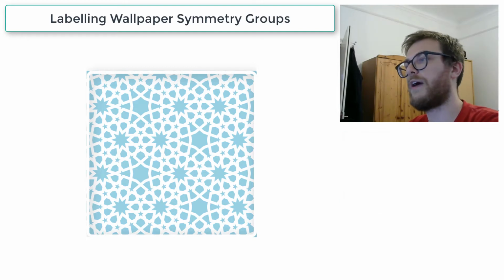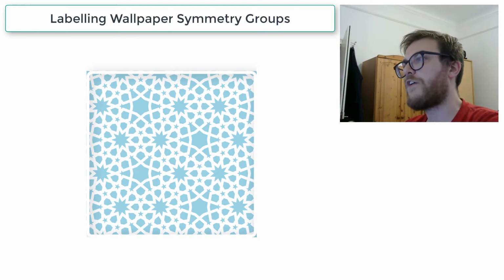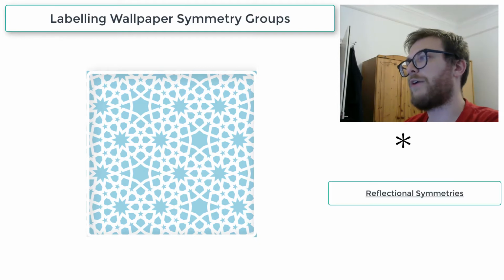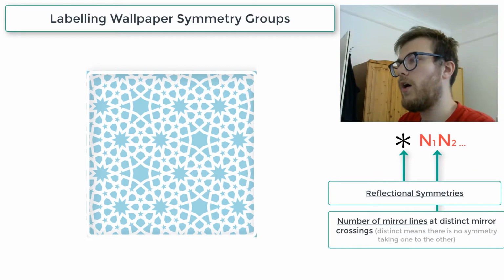Okay, we'll now go through how to note down all of the different features, using Conway's notation. Firstly, if there are reflectional symmetries, we note down an asterisk, and for each distinct crossing of mirror lines, we write a number afterwards, indicating the number of mirror lines that cross there. We consider mirror crossings to be distinct if there is no symmetry taking one to the other.